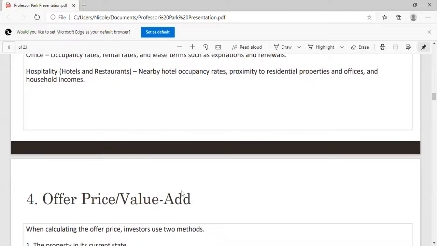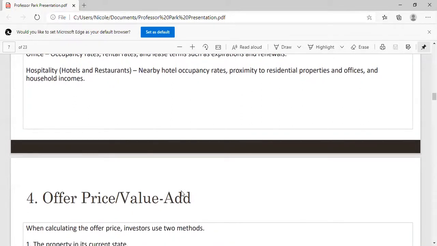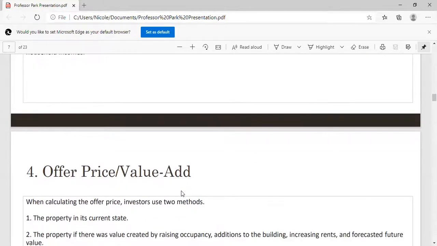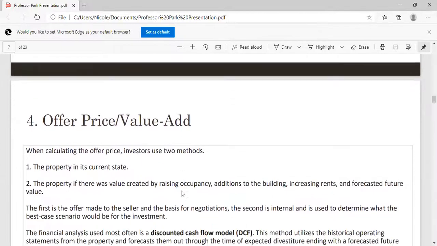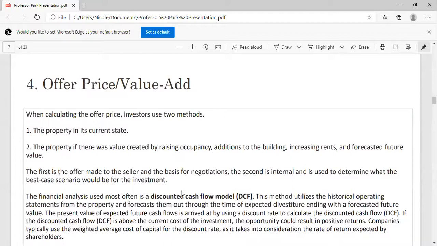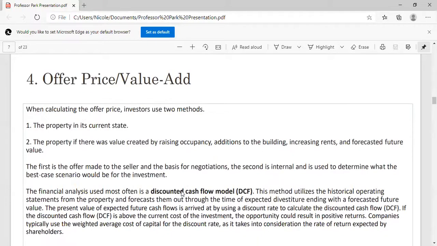And then for hospitality, hotels and restaurants, you want to look at nearby hotel occupancy rates, proximity to residential properties and offices, household incomes again. It's pretty highly important to look at occupancy, obviously.